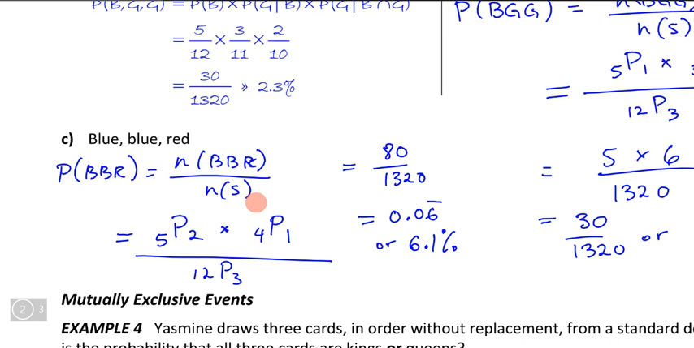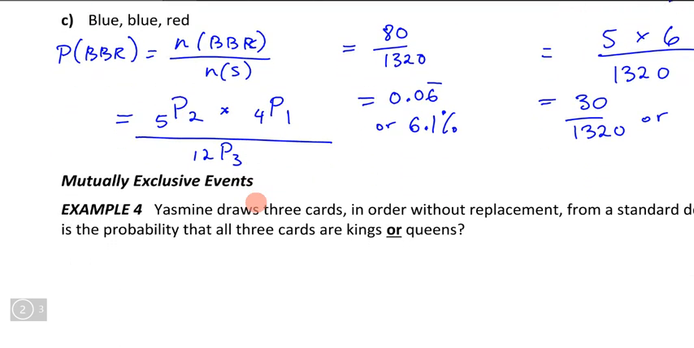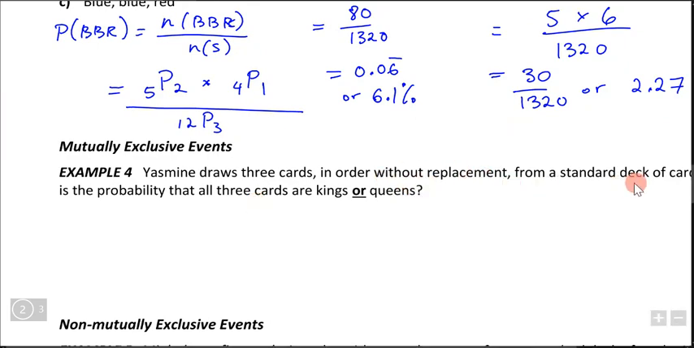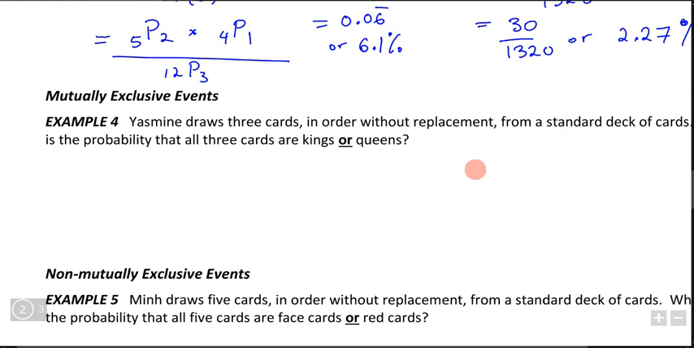Okay, so that is dependent events. Next part is mutually exclusive events. Yasmin draws 3 cards in order without replacement from a standard deck of cards. What is the probability that all 3 cards are kings, or that all 3 cards are queens? So I'm interested in the probability of having 3 kings or 3 queens. Okay, so this is an or problem.